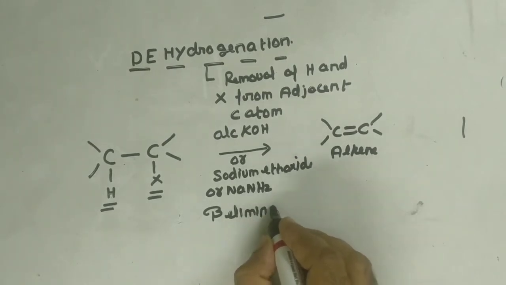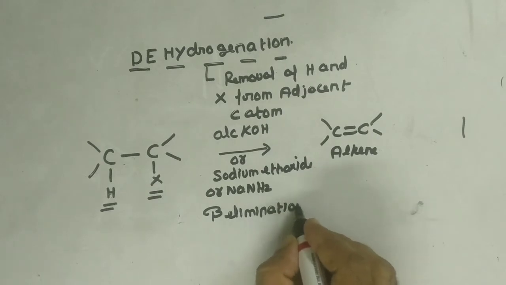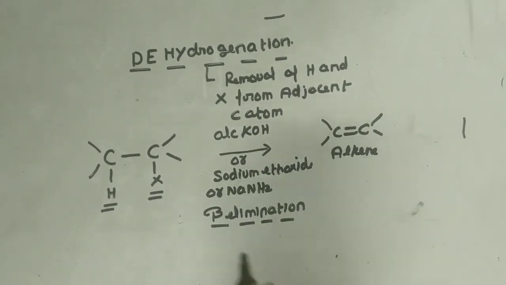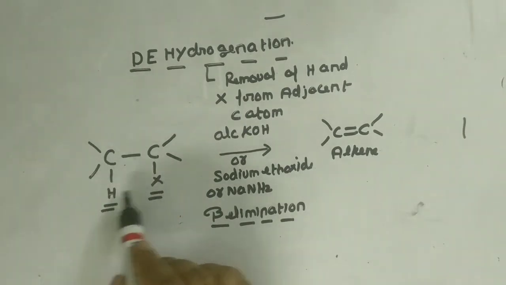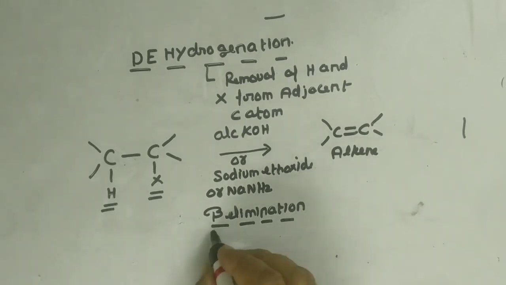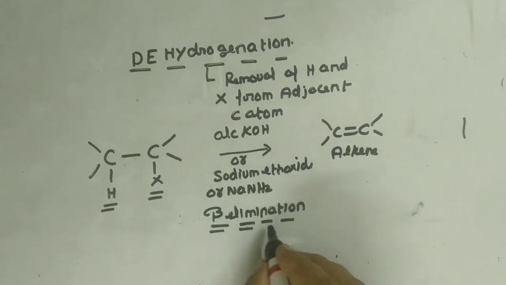This is an example of a beta elimination reaction. What is a beta elimination reaction? When two groups are removed from the adjoining or adjacent carbons, this is called a beta elimination reaction. In alcohols, we have done an elimination reaction called dehydration. That was also an example of beta elimination reaction.